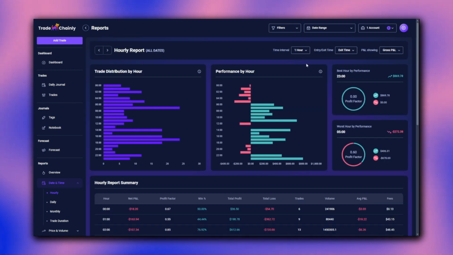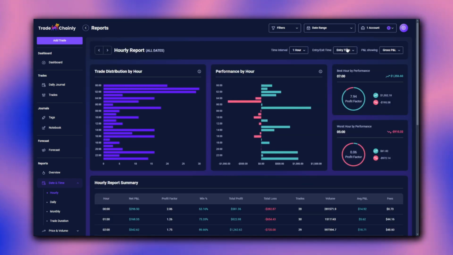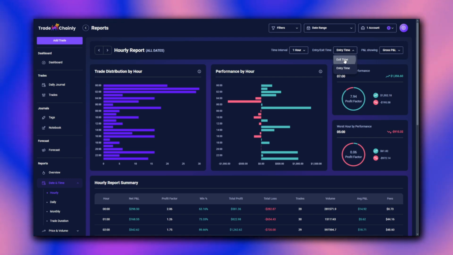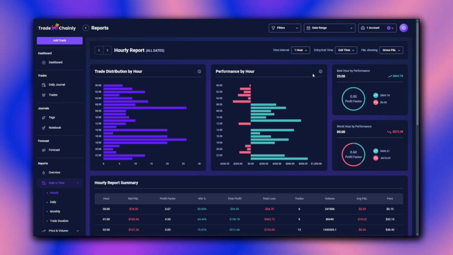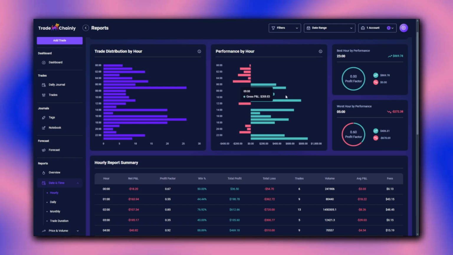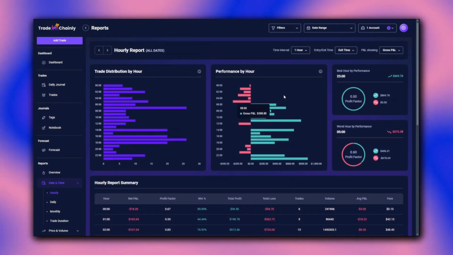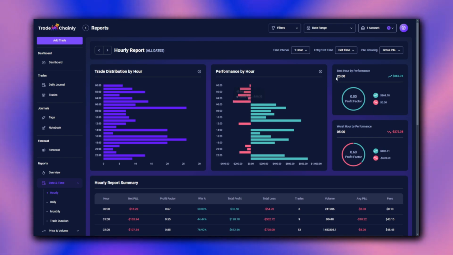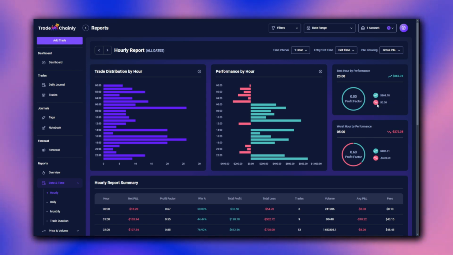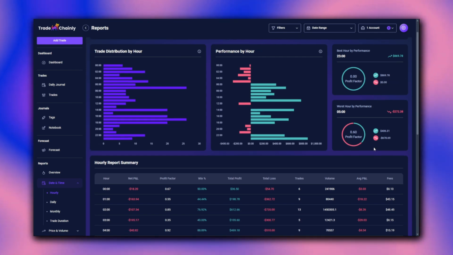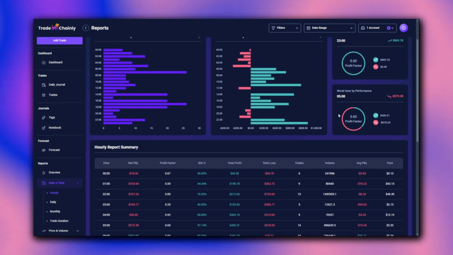I can also switch between exit time and entry time. Exit time by default shows when trades finish, which exposes when you tend to secure profits or take losses. Entry time shows when trades start, revealing whether your timing aligns with strong or weak hours. Comparing both often exposes mismatches between good entries and bad exits. On the right, you have your best hour and worst hour, each with profit factor, total profit, and total loss. This instantly highlights your best session of the day and the danger zone you should avoid or adjust.